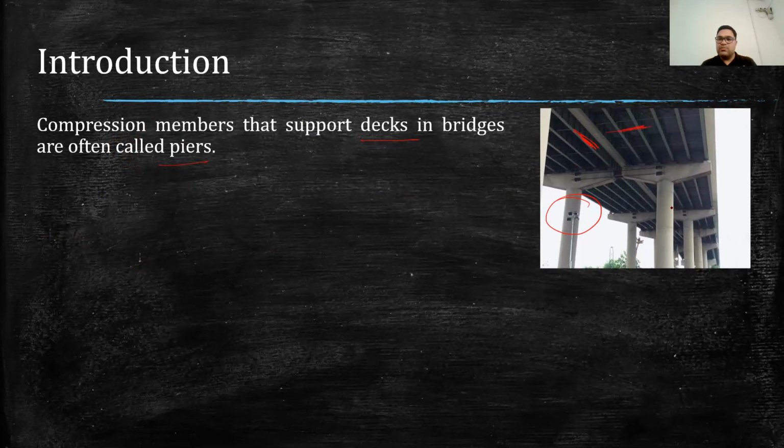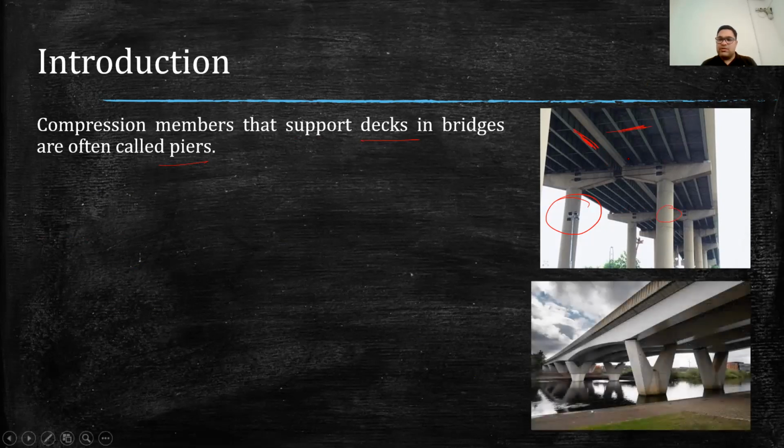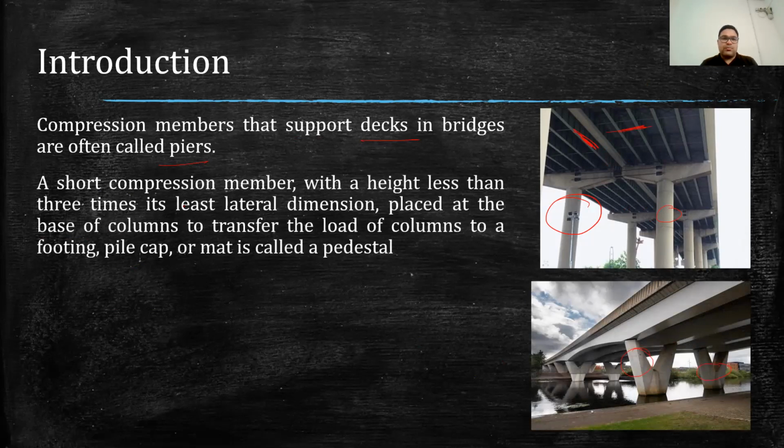So these piers are also big columns. Here also you can see these are considered as columns. Now talking about the short compression member, if a short compression member with height less than 3 times its least lateral dimension is placed at the base of column to transfer the load of column to footing or pile cap or mat, it is called pedestal.